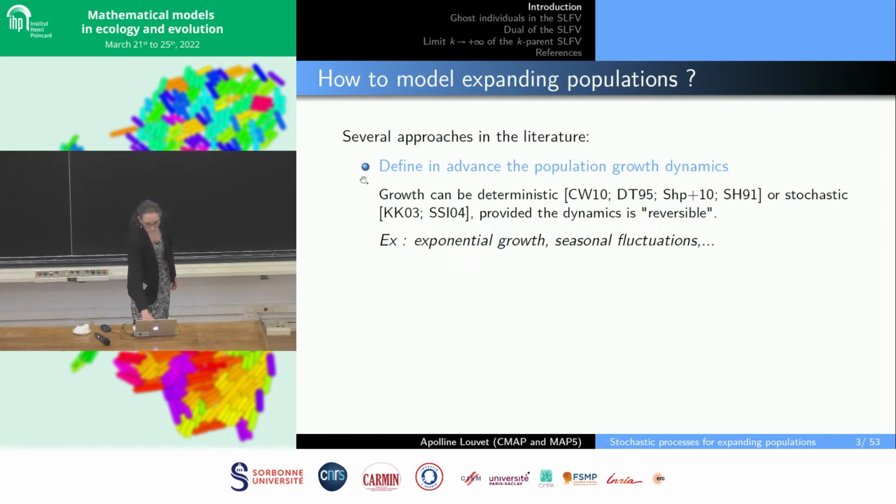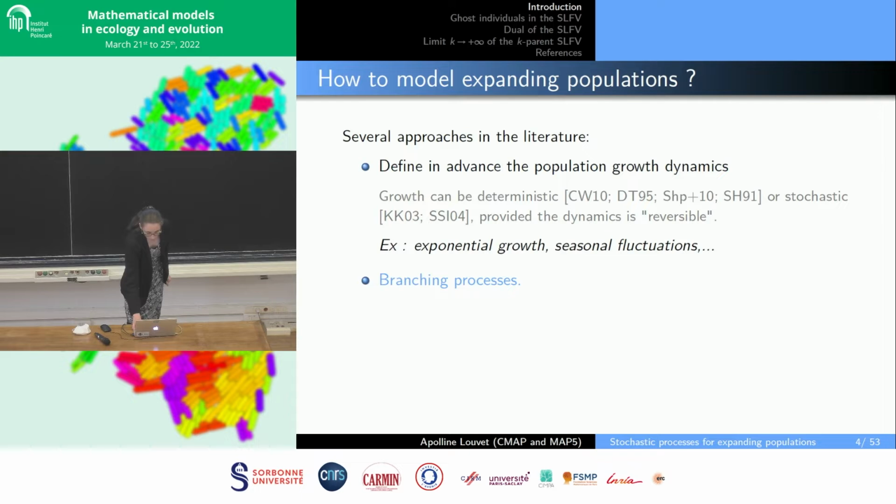So one of them will be to define in advance what will be the population growth dynamics, or more generally the population fluctuations, so that you can go backward in time to study the genealogies. So this approach is interesting if you don't want to actually study the properties of the expansion itself, since you have already determined what will be these properties. Another one will be to use branching processes in a continuous space. But the one I considered during my PhD is the use of ghost individuals.